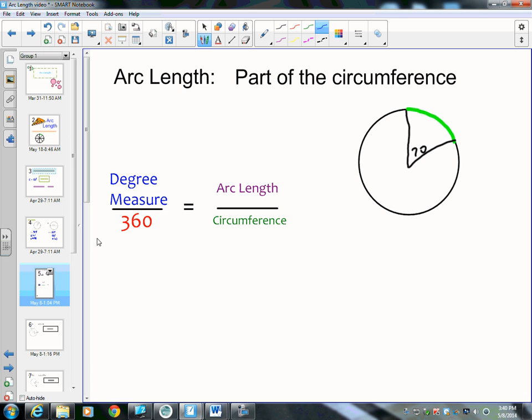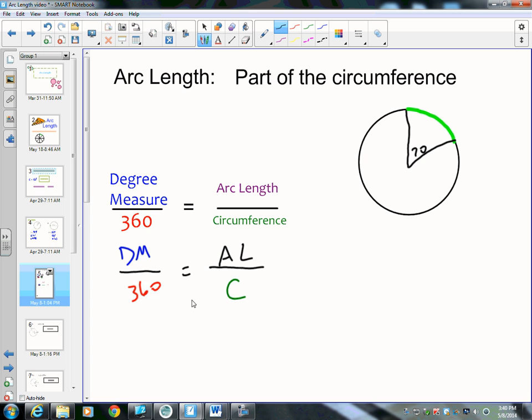Okay, so you can set up an equation just like this, or a proportion, and then you can just plug in each piece, and then you can cross multiply. But I'm going to write it a slightly different way. Okay, so I'm going to write degree measure as dm over 360, which is equal to arc length over circumference. Let's call it C. And arc length, I'll call it AL.